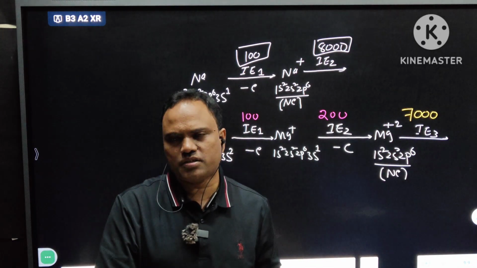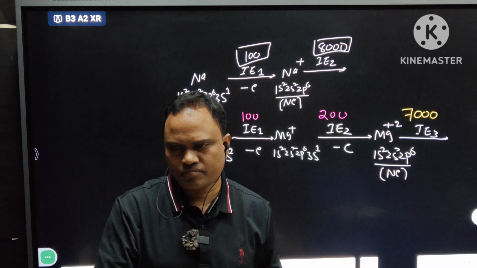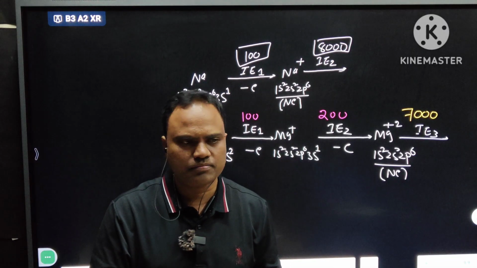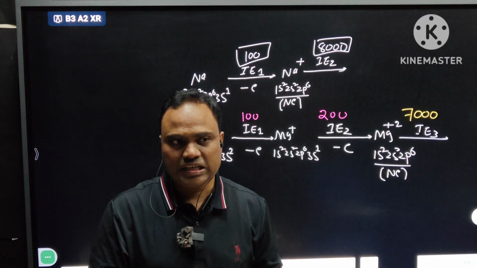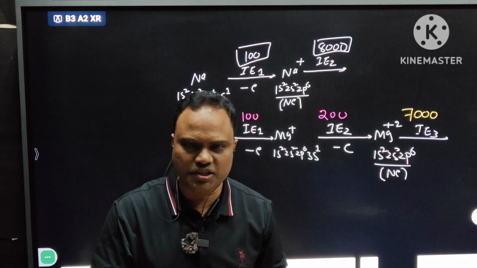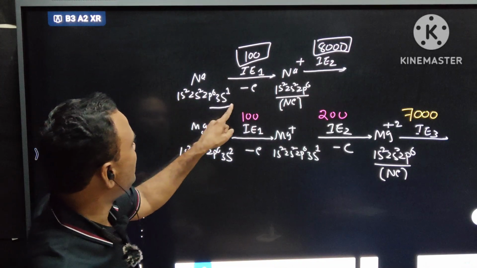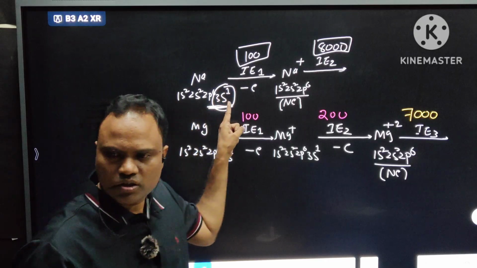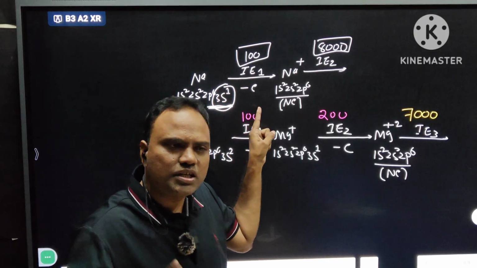Based on this point, we can give one statement. If any atom contains one valence electron, its second ionization energy is very high. See, sodium valence electrons: how many electrons are present in sodium? 1. So for sodium, second ionization energy is very high.